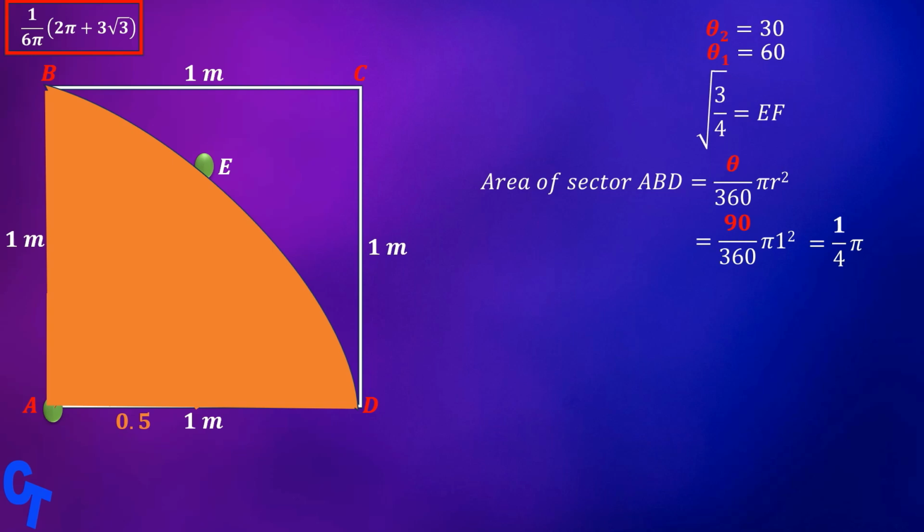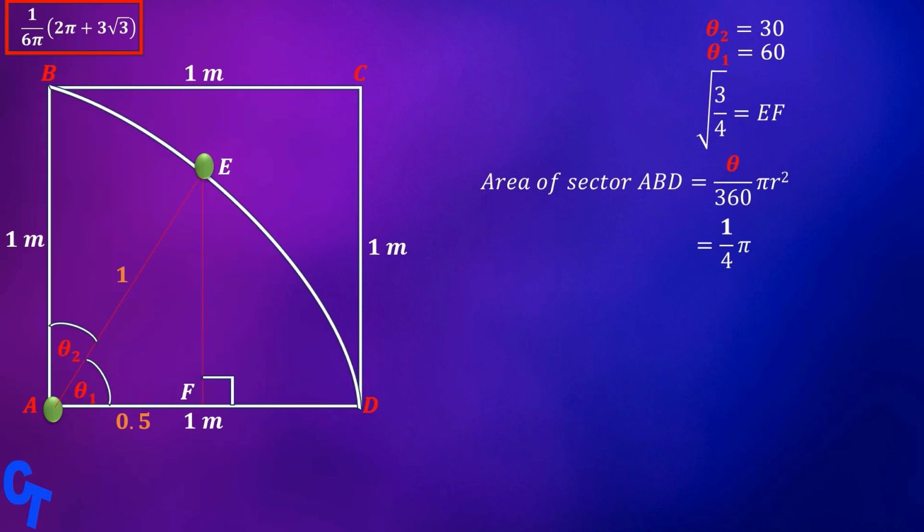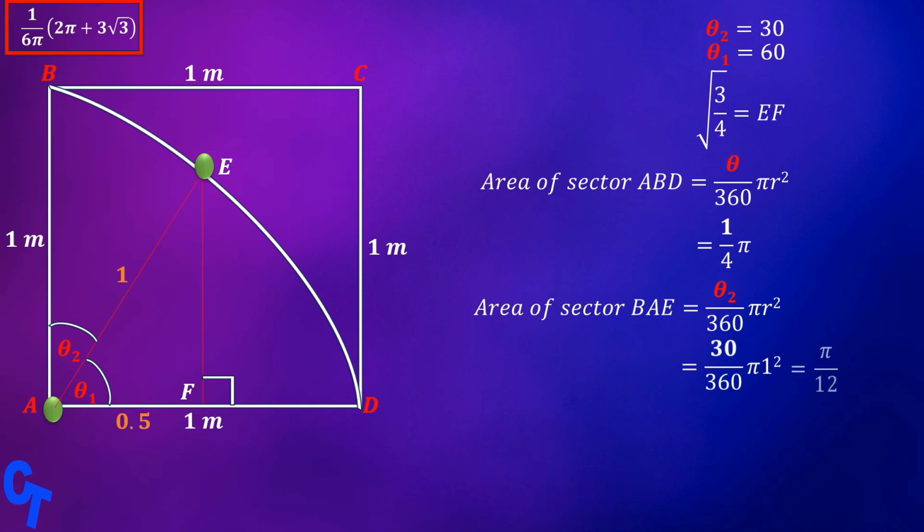Some of you may try to use r theta, but in this question, you're not going to succeed if you use radians. So that's why we're using degrees. Let's find the area of the sector BAE. So the area of the sector BAE is going to be theta 2 over 360 times pi radius squared. And theta 2 is 30, so it's going to be 30 over 360 times pi 1 squared, and that is going to give us pi upon 12.